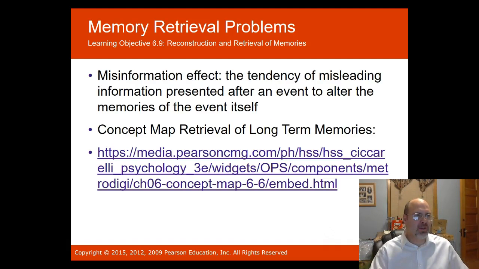Next is the misinformation effect. This is the tendency of misleading information presented after an event to alter the memories of the event itself. False memories could be created by a person being exposed to information after an event. If they hear another testimony, they would say, oh yeah, that's what happened. That's why it's important to keep witnesses apart, so they don't share their stories, because they could be affected by the misinformation effect.